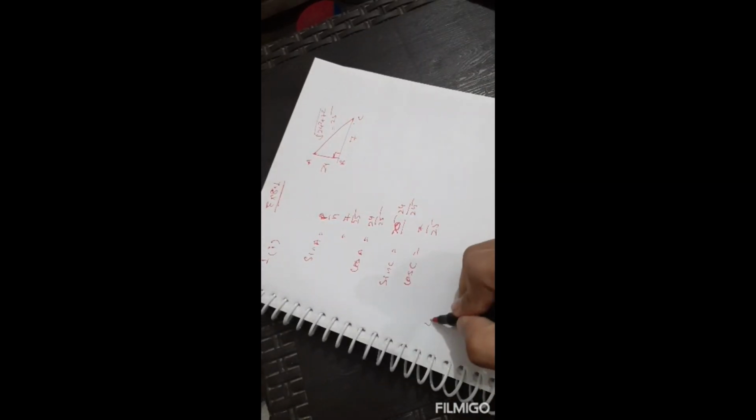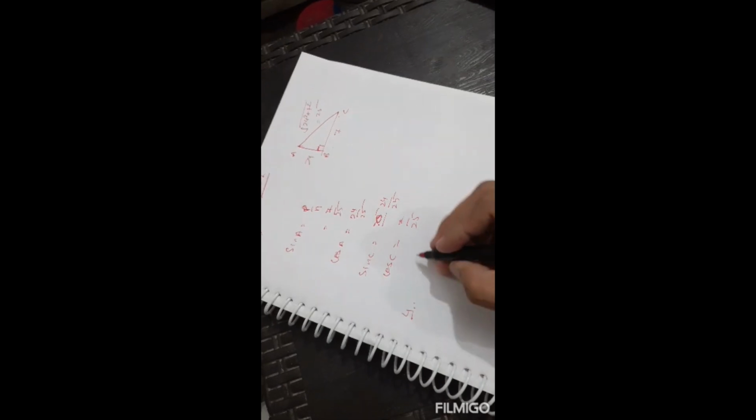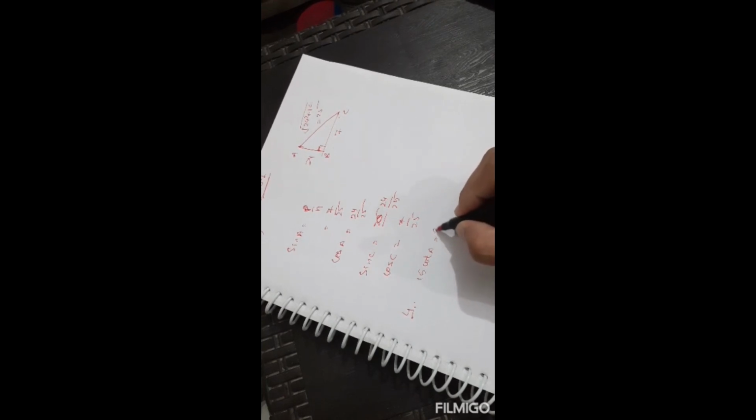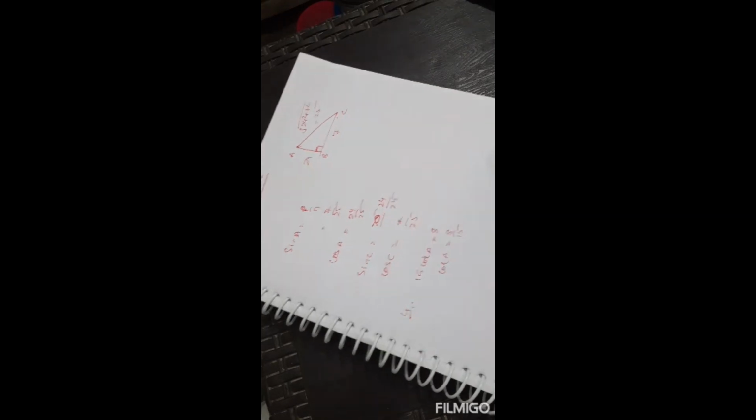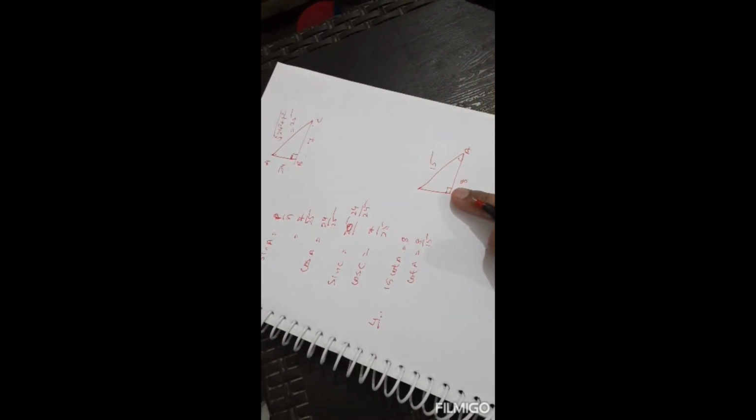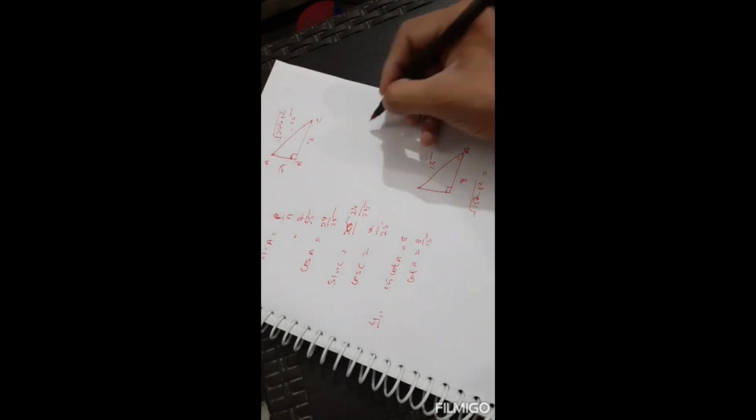Question number 4. 15 cot A equals 8, so cot A equals 8 divided by 15. Now what is the value of cot? Base by hypotenuse. Now you can find the value of perpendicular. That will be 15 square minus 8 square.